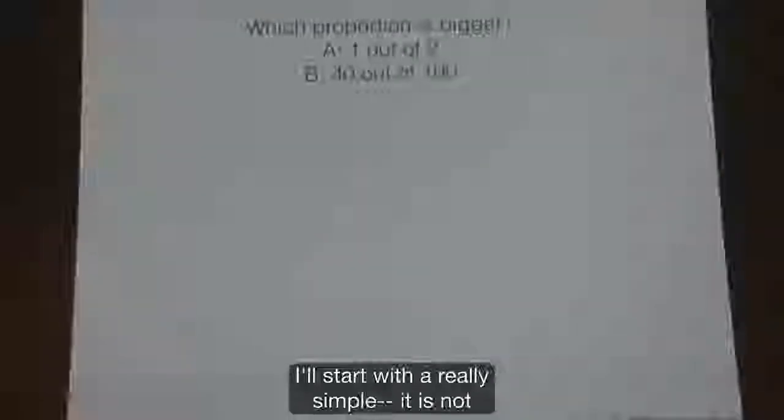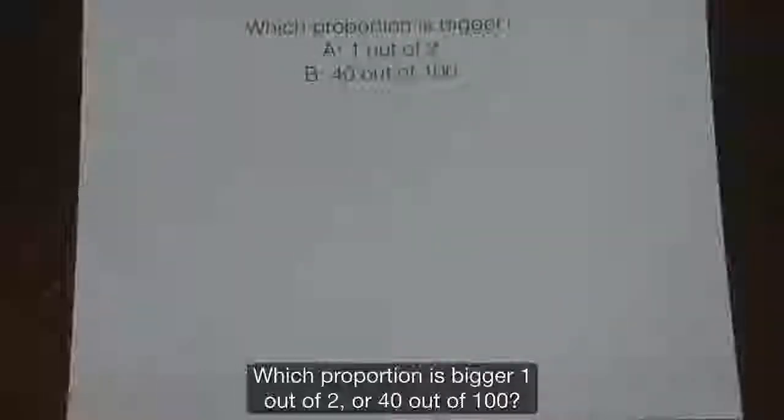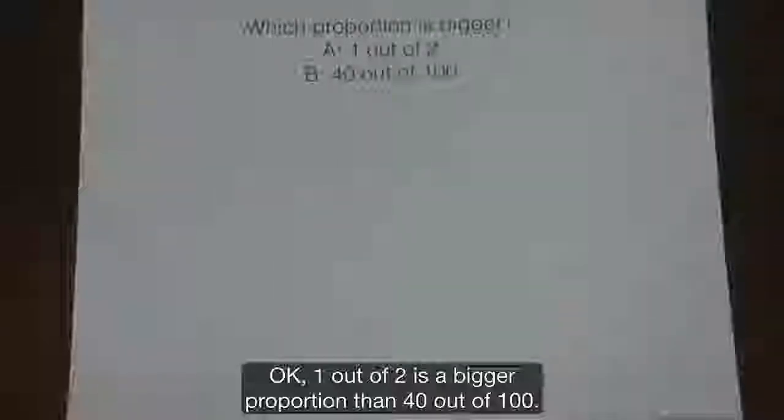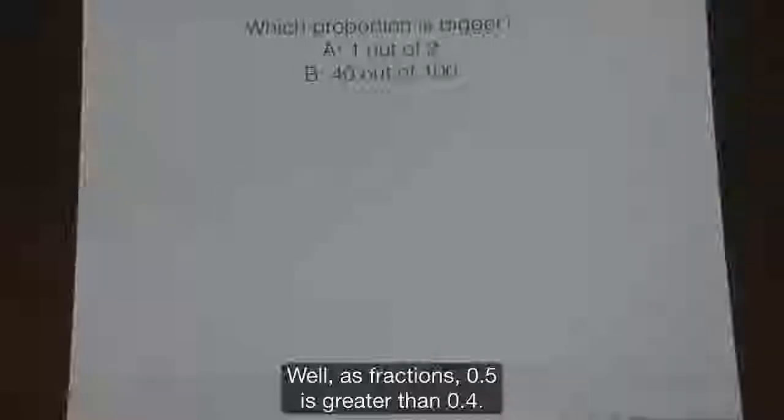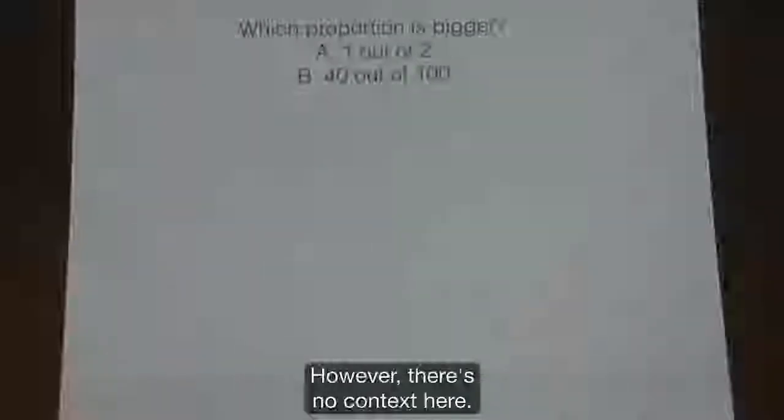Bayesian methods. Okay, I'll start with a really simple puzzle, not worthy of the name. Which proportion is bigger, 1 out of 2 or 40 out of 100? Okay, 1 out of 2 is a bigger proportion than 40 out of 100. Why am I asking this? Well, as fractions, 0.5 is greater than 0.4. That's not very controversial. However, there's no context here.